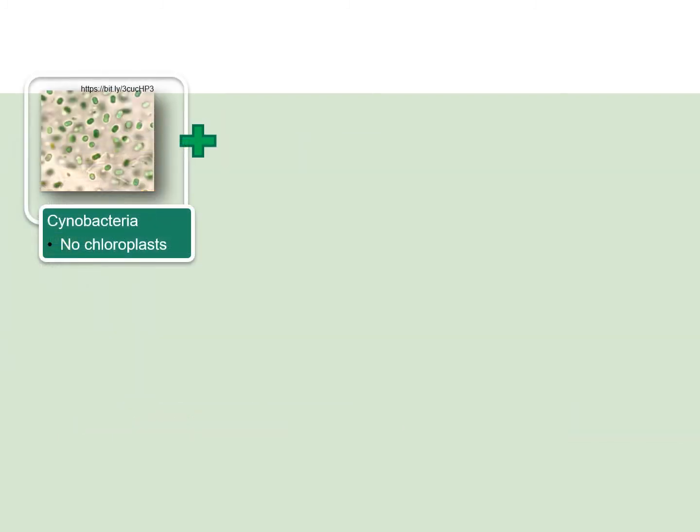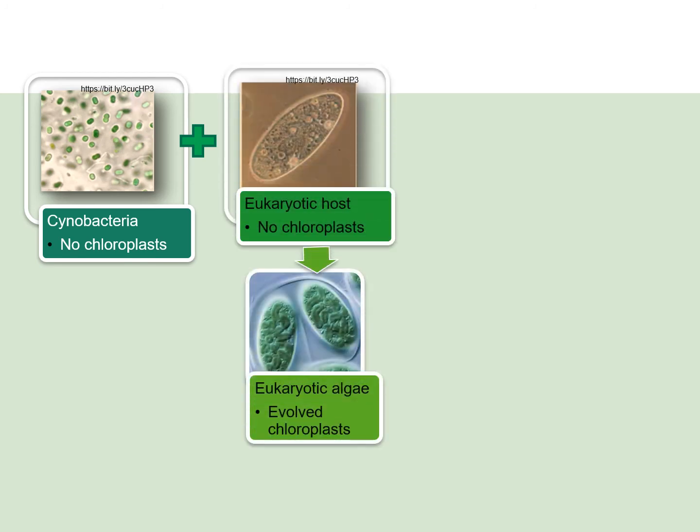Here we have pictures of some cyanobacteria cells. They do not have any chloroplast. Here is another image of eukaryotic cells. This eukaryote cannot do photosynthesis. It has to scavenge for its own food.